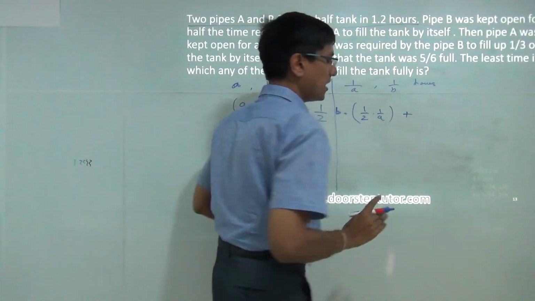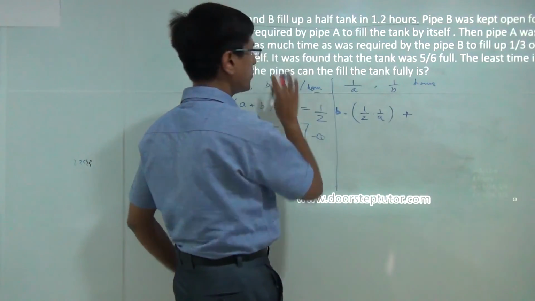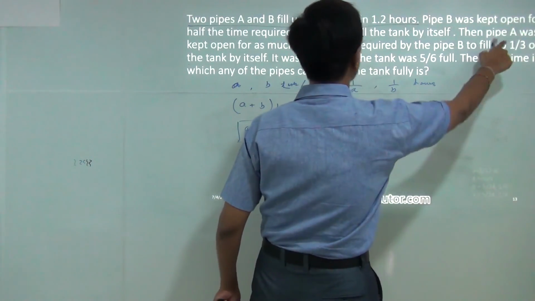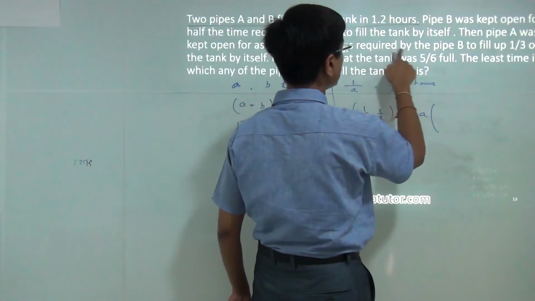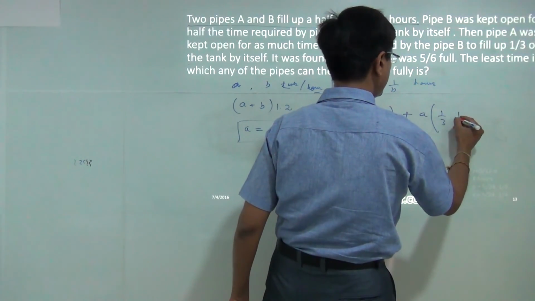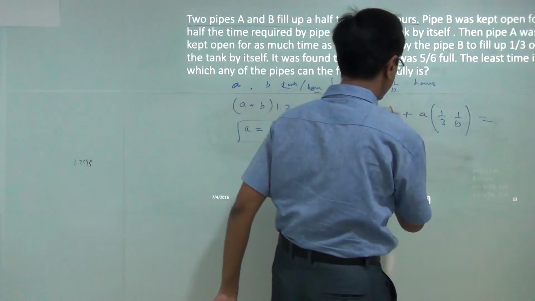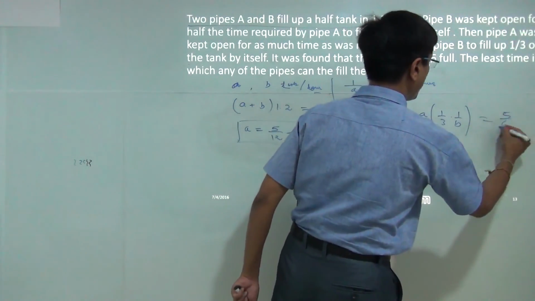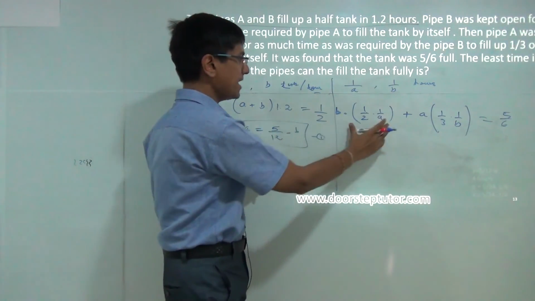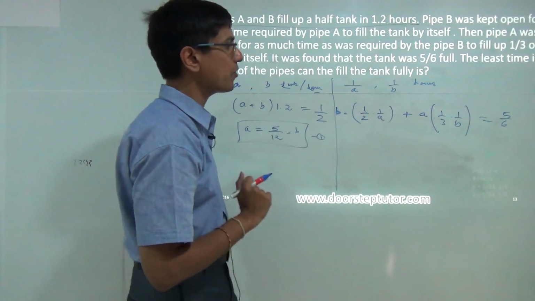So we know that. And once this was done, what else did I do? Then pipe A was kept open, so I shut down pipe B, and then I kept pipe A open for as much time as was required by pipe B to fill up 1 by 3 of the tank by itself. And the total amount of tank which was filled, if I did this, was 5 by 6. Now this is my second equation. From here, the value of A I can substitute here, right? And I will get again an equation in B, and that would be a quadratic equation.